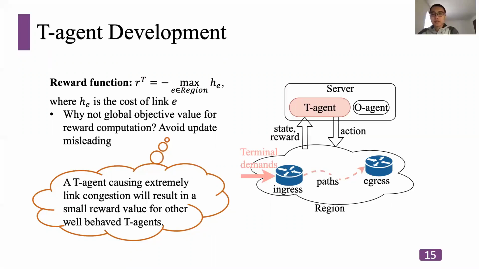In our design, the reward function is minus the maximum link cost in the local region. By keeping the maximum link cost in each region small, T agents also benefit the optimization of the global objective by adapting to the routes taken by all agents.